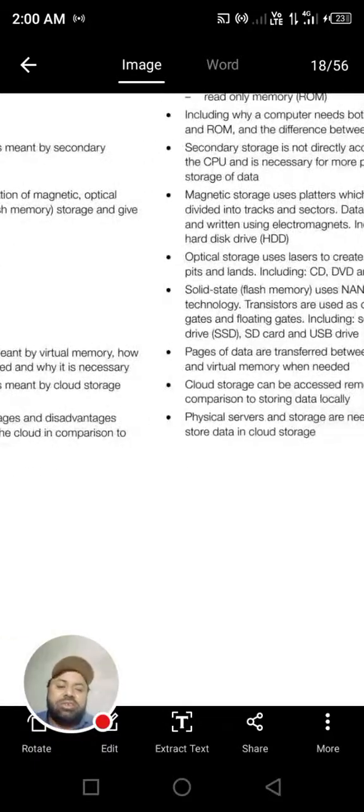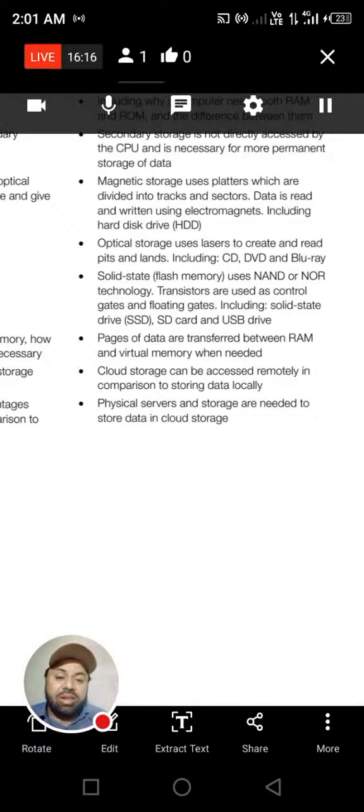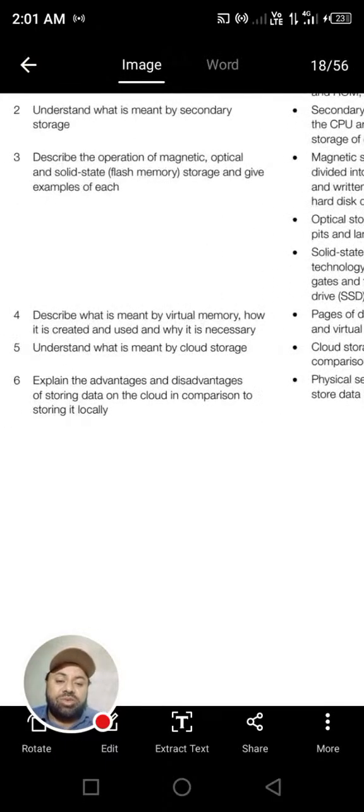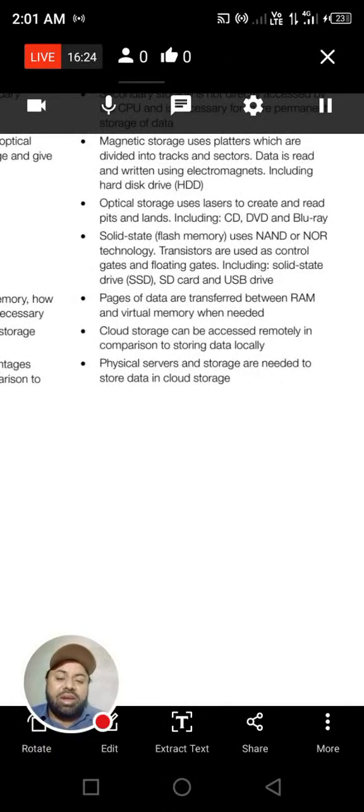Cloud storage can be accessed remotely, in comparison to storing data locally, because the cloud is on the internet; online drives are available. So this is considered cloud storage. Explain the advantage of storing data on the cloud in comparison to storing locally. Locally means on our hard disk, and cloud means on the internet, online.